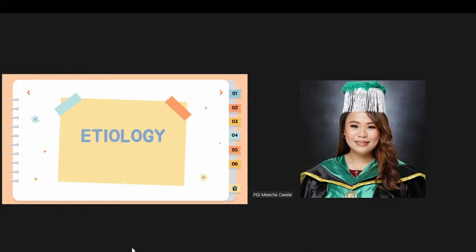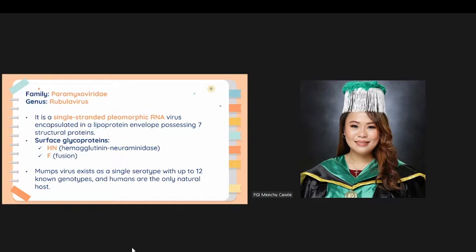mumps virus comes from the family Paramyxoviridae under the genus Rubulavirus. This is a single-stranded pleomorphic RNA virus encapsulated in a lipoprotein envelope possessing seven proteins. Surface glycoproteins present include the hemagglutinin-neuraminidase, or the HN glycoprotein, which mediates absorption of the virus to host cells, and the fusion glycoprotein, which facilitates the penetration of the virus into cells. Both of these proteins stimulate production of protective antibodies. Mumps virus exists as a single serotype with up to 12 known genotypes, and humans are the only natural host.